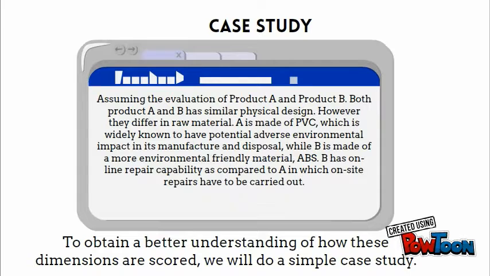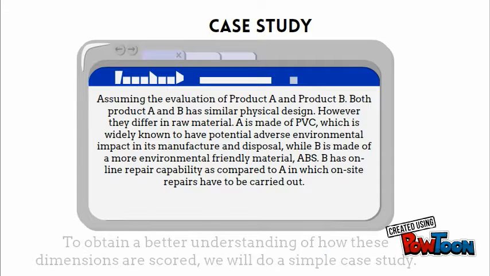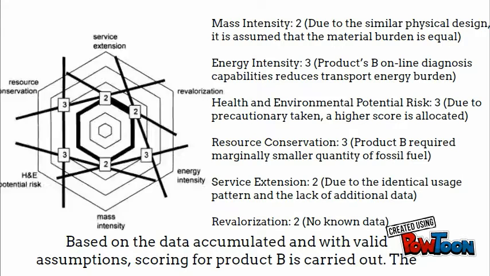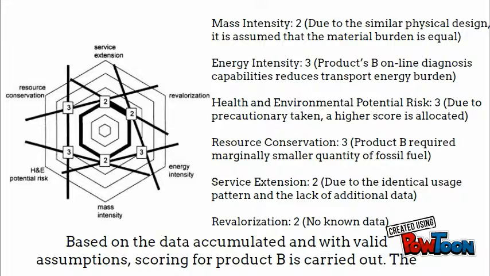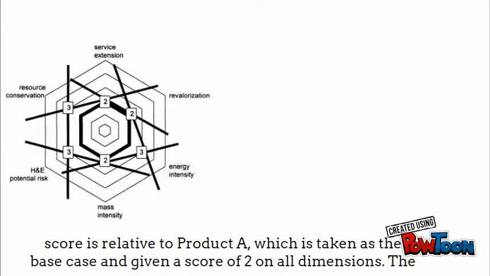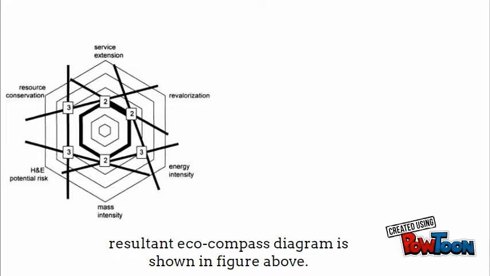To obtain a better understanding of how these dimensions are scored, we will do a simple case study. Based on the data accumulated and with valid assumptions, scoring for product B is carried out. The score is relative to product A, which is taken as the base case and given a score of 2 on all dimensions. The resultant EcoCompass diagram is shown in the figure above.